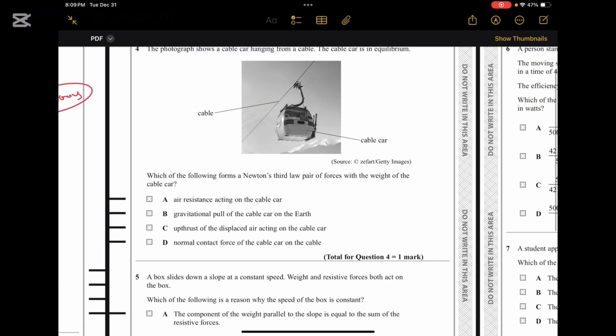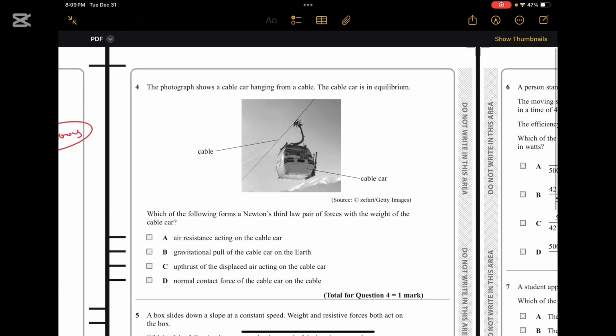Alright, so moving forward to question number 4, what they have written is: the photograph shows a cable car hanging from a cable. The cable car is in equilibrium. Okay, equilibrium means all the forces are balanced. Which of the following forms Newton's third law pair of forces with the weight of the cable car?